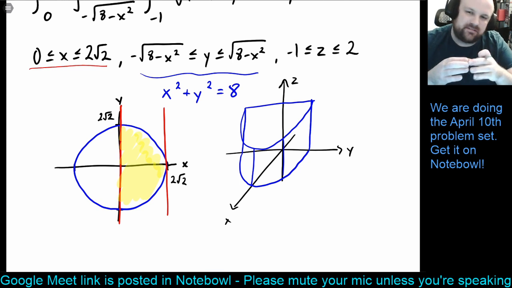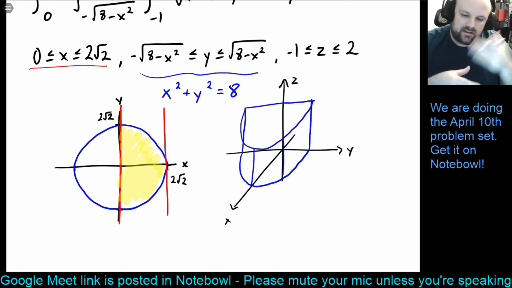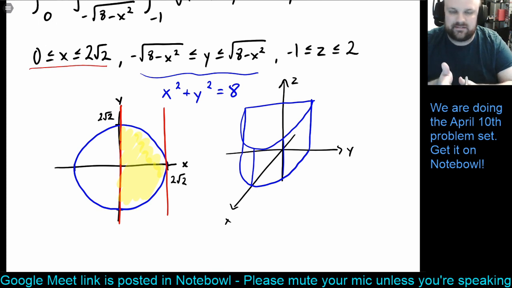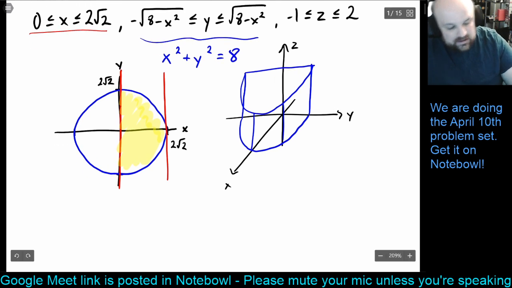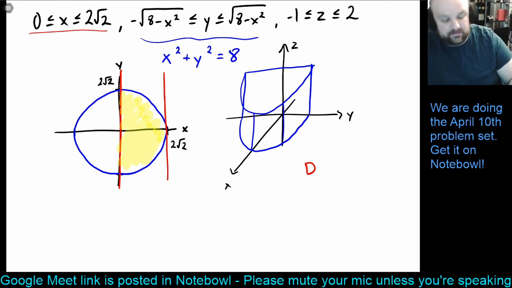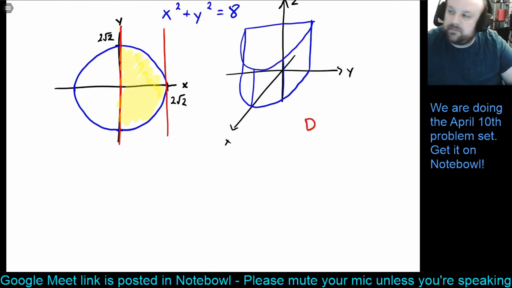So imagine a nice round cylinder cut in half a long ways. And it has height going from -1 to 2 on the z-axis. Kind of hard to draw, at least hard to draw for me. So let's call this region D. Then we can describe the region D in cylindrical coordinates. That's a piece of a cylinder, so cylindrical coordinates should be the go-to here.